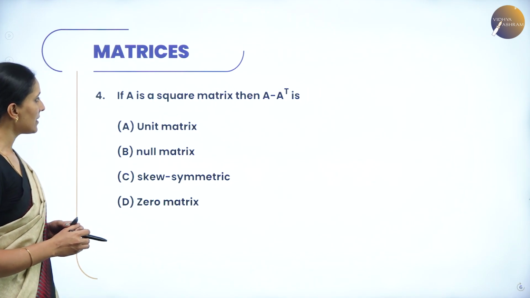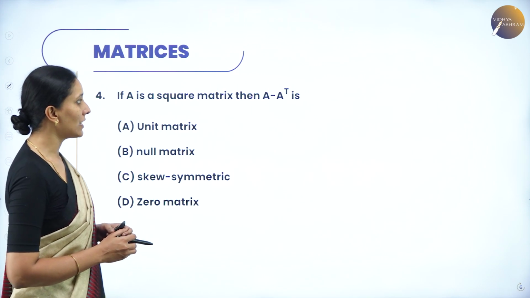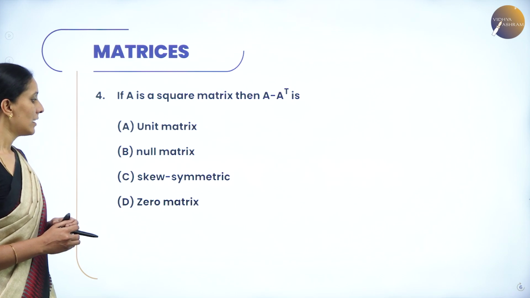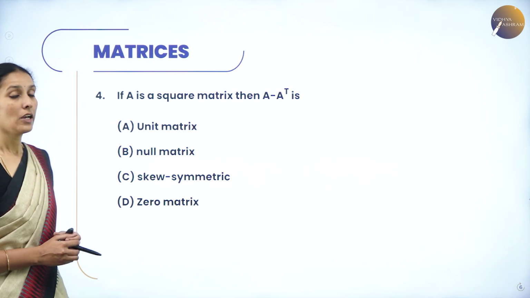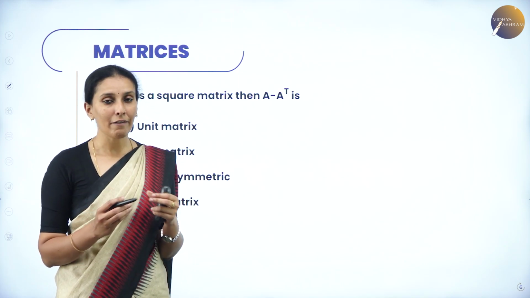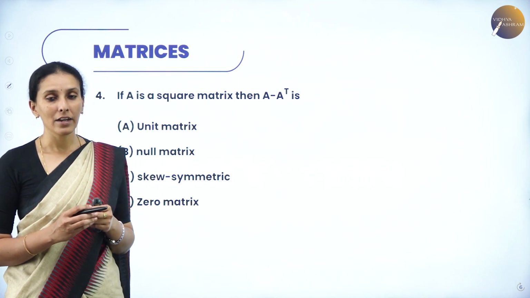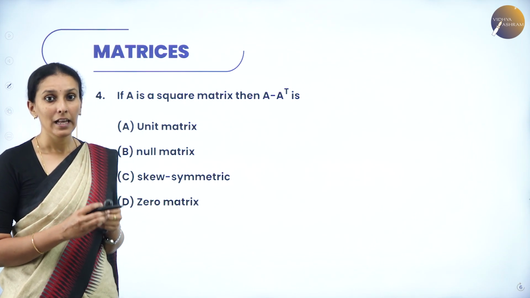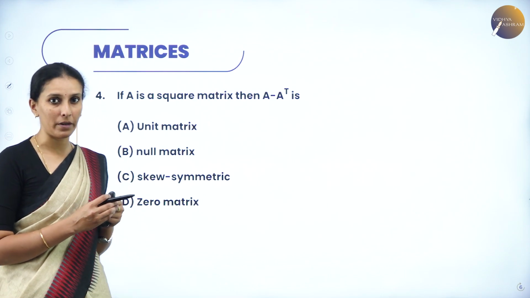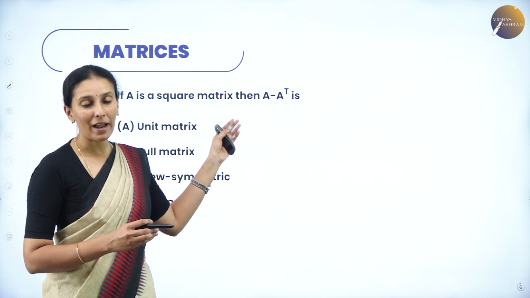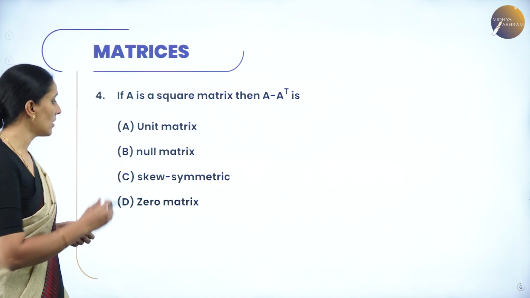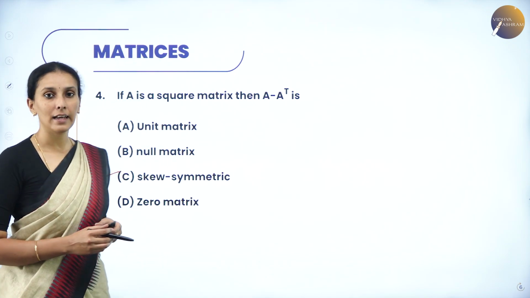Next, if A is a square matrix, then A minus A transpose is unit matrix, null matrix, skew symmetric, 0 matrix. Usually, we also denote A transpose by A dash. We have a theorem that if A dash is the transpose of matrix A, then A plus A dash is symmetric and A minus A dash will be skew symmetric. That means the difference of the matrix and its transpose will always give you a skew symmetric matrix. Therefore, option C is the correct answer.